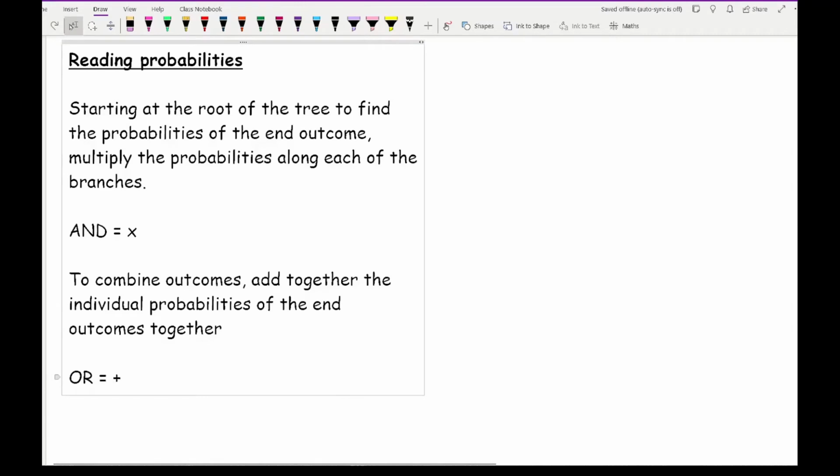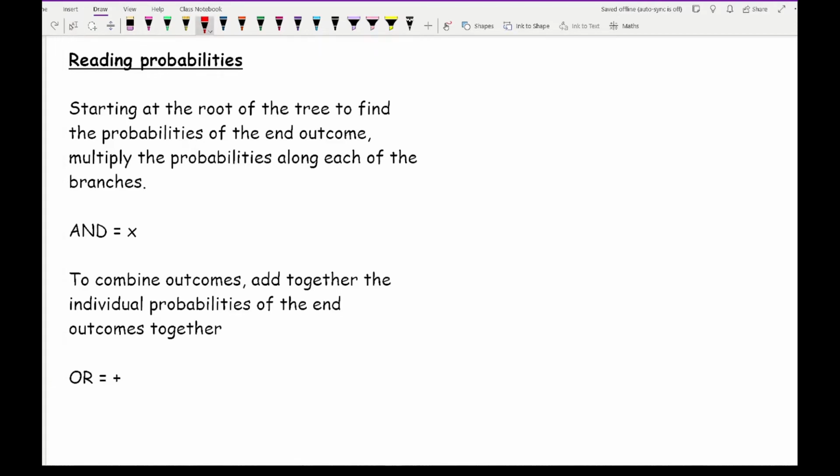Now, as previously mentioned, one of the uses of drawing a tree diagram is to make it easier to find the probabilities when you are combining 2 or more events. Two words that really do come into play are 'and' and 'or'. When starting at the root of the tree, in other words right at the extreme left-hand side of your diagram, to find the probabilities of each of the outcomes, what you need to do is multiply the probabilities along the branches.